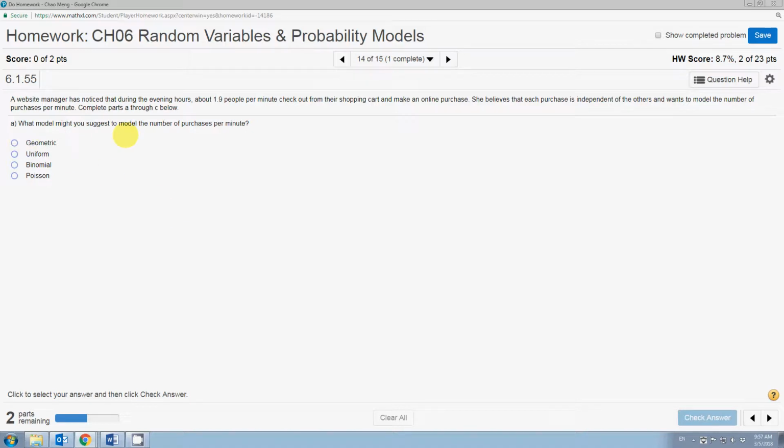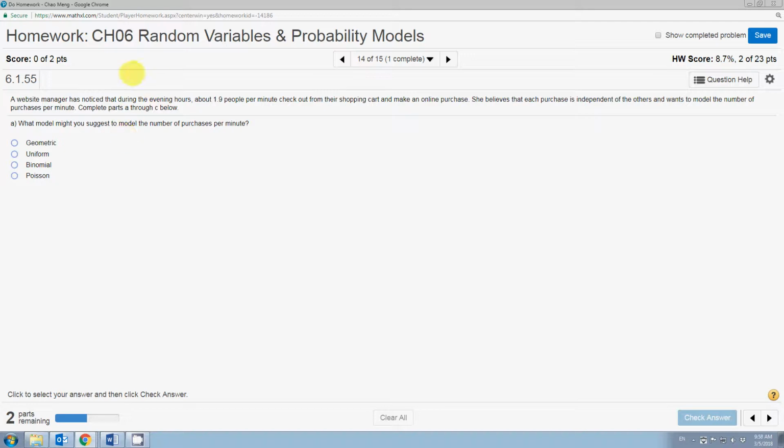The first question: what model would you suggest to model the number of purchases per minute? We know the difference between the geometric model, the binomial model, and the Poisson model. For the geometric model, the keyword is first. We want to know the probability that we have to make n trials to see the first success. For the binomial model, we want to know the probability that out of n trials, we have k successes. And the Poisson model is the one we need to use to model arrivals: customer arrivals, order arrivals, purchase arrivals, and so on.